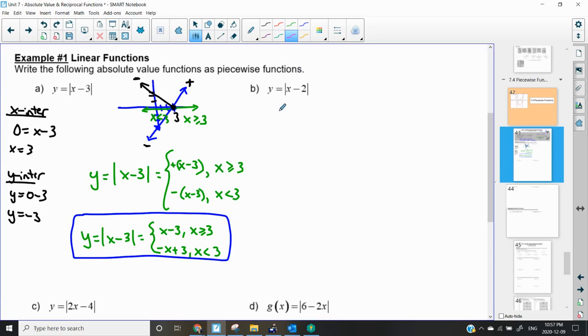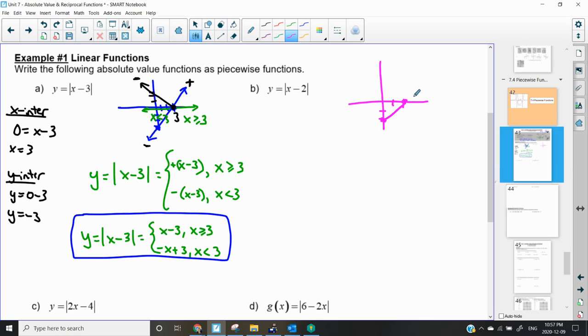All right, so we have y equals absolute value of x minus 2. We're going to sketch our graph here. Finding our x-intercept, we're going to have an x-intercept at positive 2. Again, we can find that by substituting in 0 for y and solving for x. And we're going to have a y-intercept at negative 2.